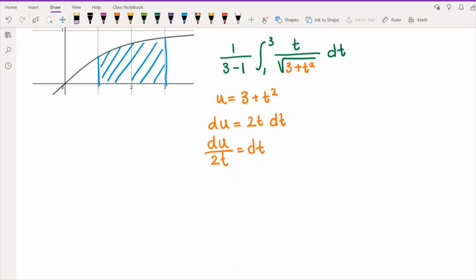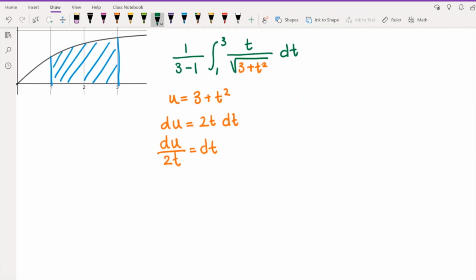Okay, so let's go in and do this substitution and see how things play out. We're still going to have this extra factor of 1/2 outside. And then we're going to have the integral, and remember we have to change the bounds, so I'll do that in a second, of t over the square root of u. So we're replacing 3 plus t squared with u, and then we're replacing dt with du over 2t. And so that will enable this t and this t to cancel out.